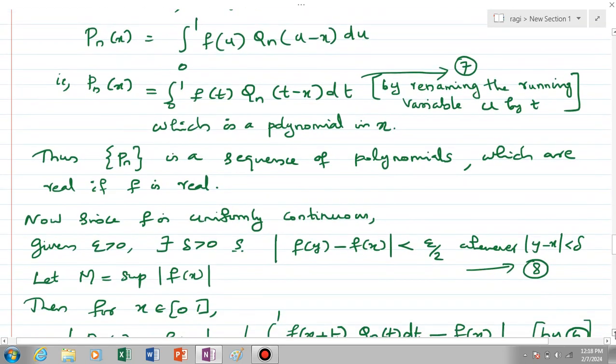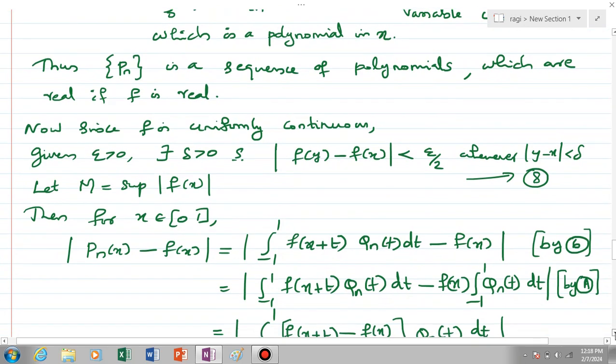Now we have f is uniformly continuous on the whole real line. So for every epsilon there exists a positive delta such that modulus of f of y minus f of x is less than epsilon by 2 whenever modulus of y minus x is less than delta, right? Equation number 8. We know that f of x is a continuous complex function defined on the closed interval [0,1], which is uniformly continuous also, and so f of x attains its supremum value on the interval. Let capital M be the supremum of modulus of f of x.